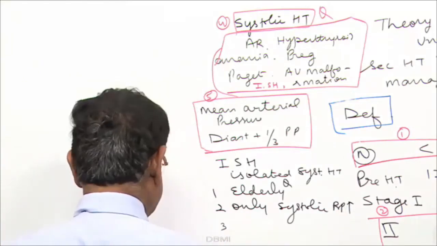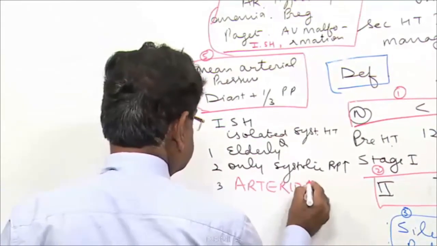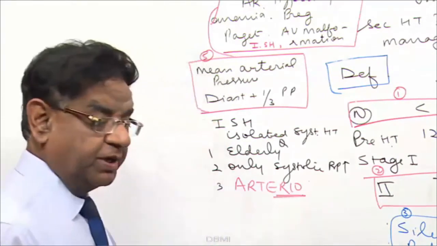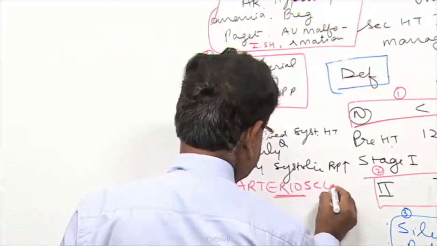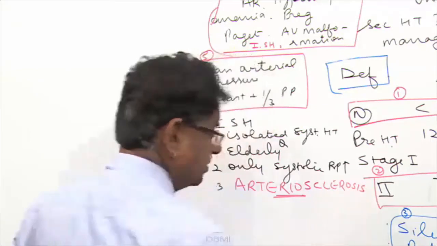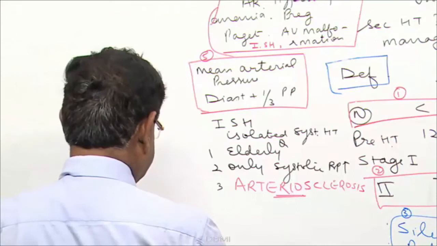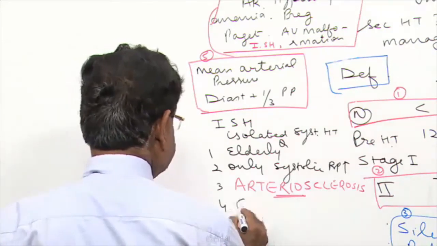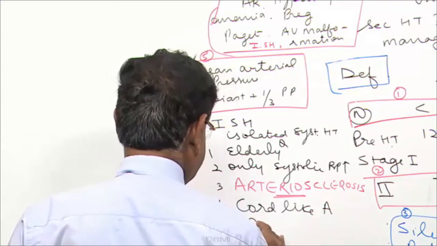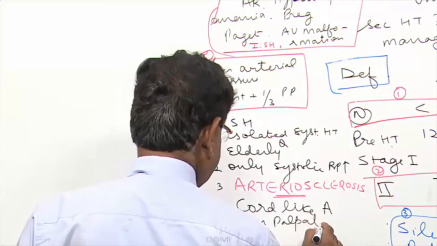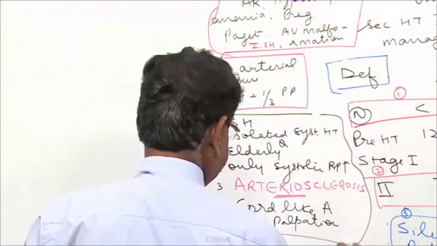And this is due to arteriosclerosis. Arterio, point to be noted, it's not athero, it is arterio. Arteriosclerosis. So it is due to arteriosclerosis, is the main thing, and of course in this patient the arterial wall will be cord-like, the artery is palpable, cord-like artery on palpation. If you palpate, you feel a cord-like artery. This is the ISH to be remembered. This is box number 6.